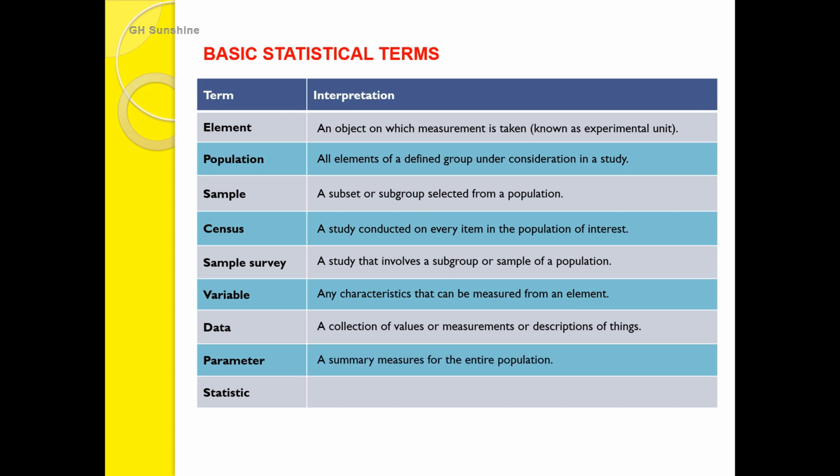Okay, next, parameter and statistics. So parameter means a summary measure for the entire population. Meanwhile, statistics is a summary measure for a sample. So these are the basic statistical terms that we have to know when we are learning statistics.